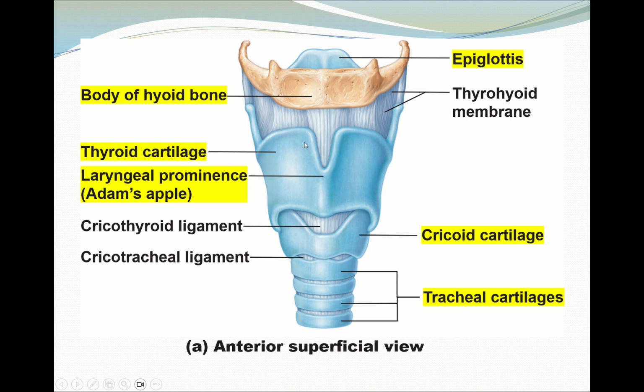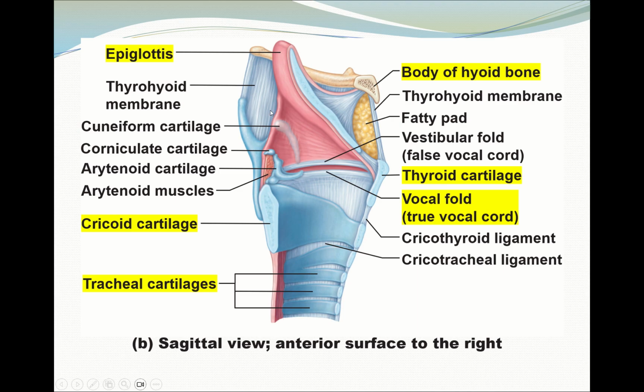We see the thyroid cartilage here, and then the laryngeal prominence, also known as the Adam's apple. So again, that will be larger in men as a result of testosterone, secondary sex characteristics, and that will provide the lower voice. Here's our cricoid cartilage and our tracheal cartilages. We see the epiglottis here, and you can see again the thyroid cartilage, the vocal fold, which will be the true vocal cord, and then we'll see that the glottis is that space in between. And again, we see our cricoid cartilage and our tracheal cartilage.